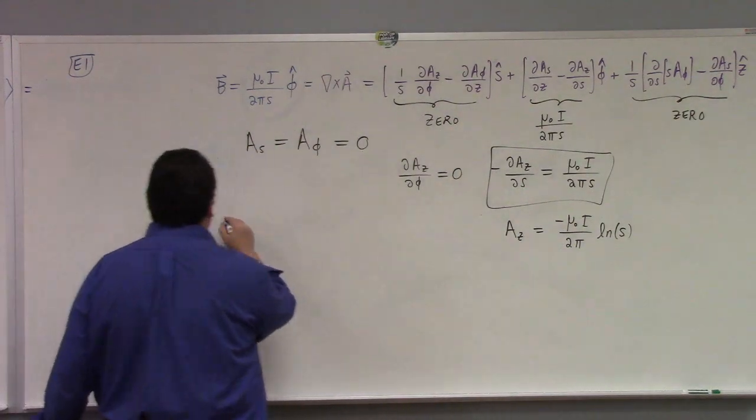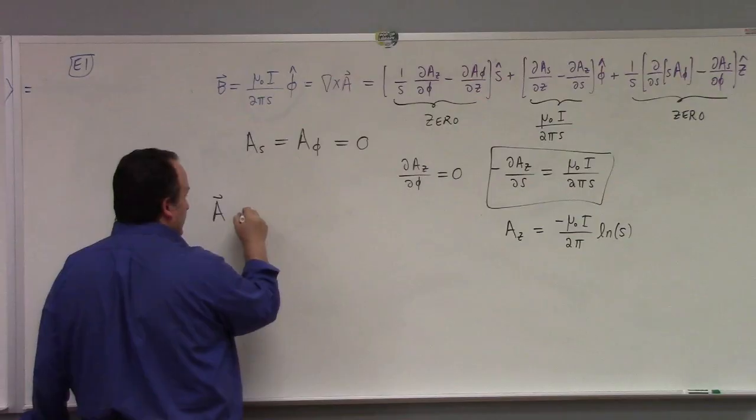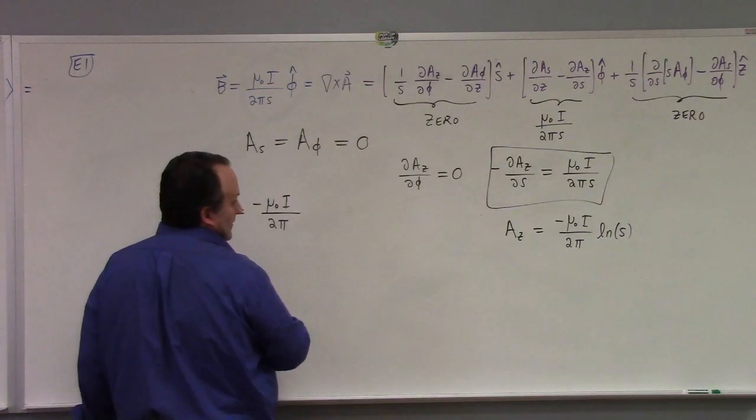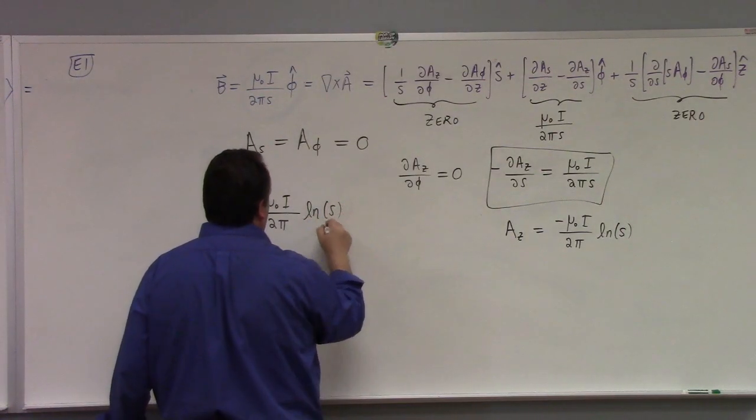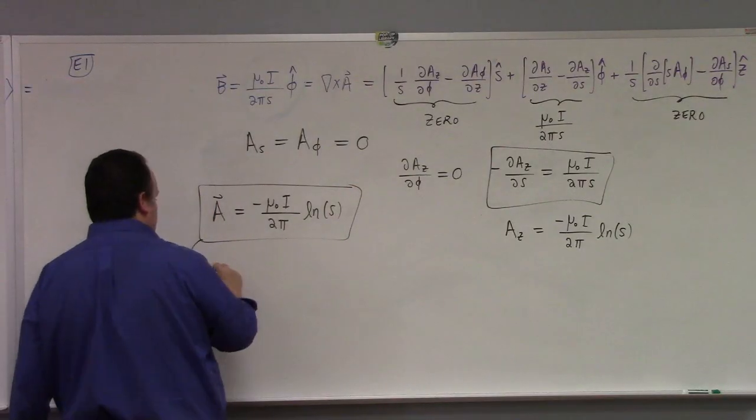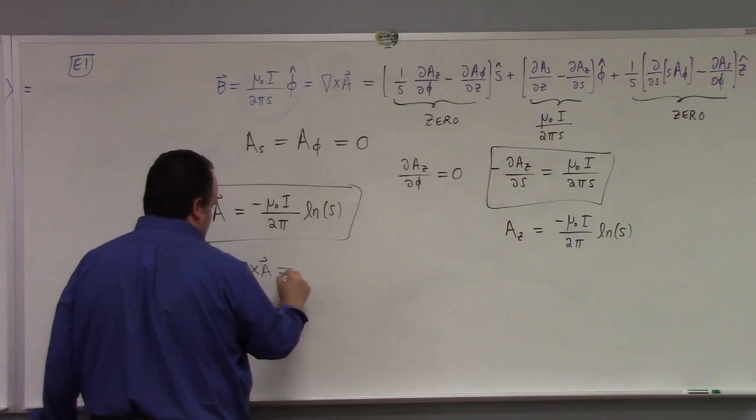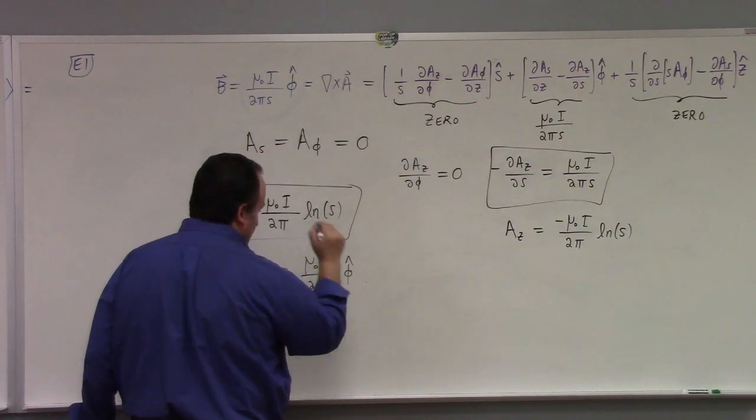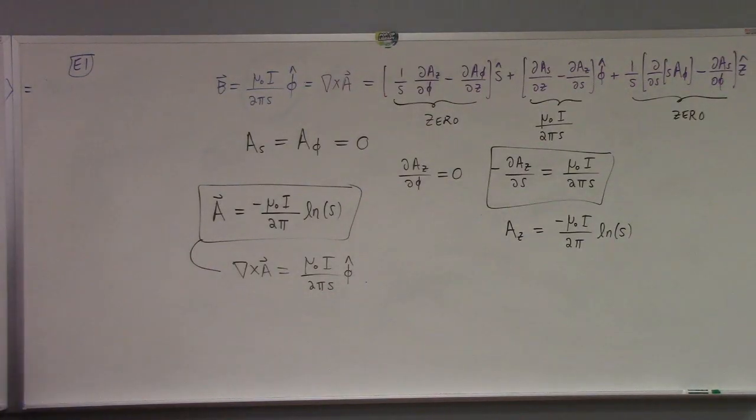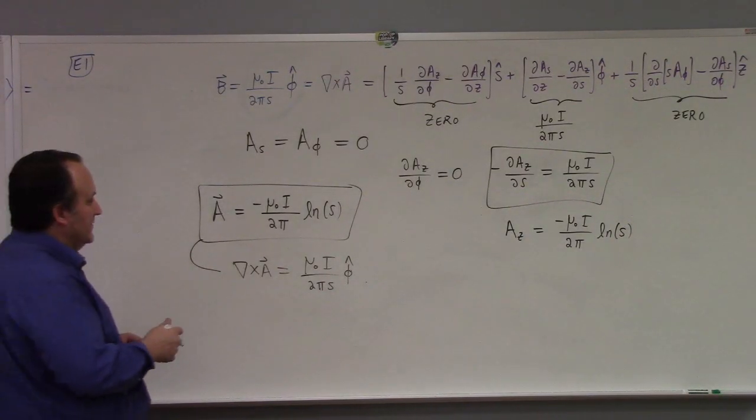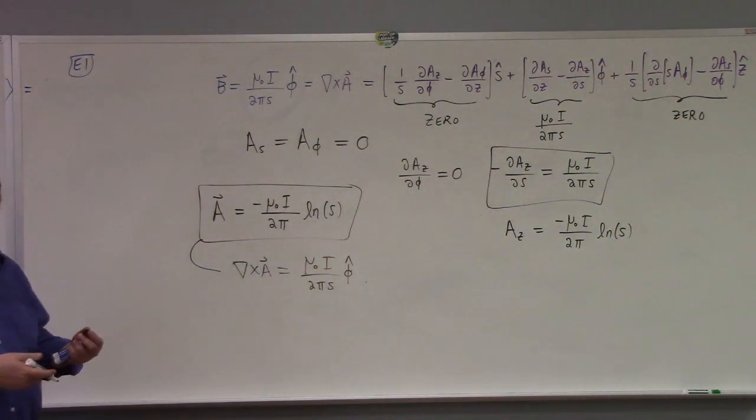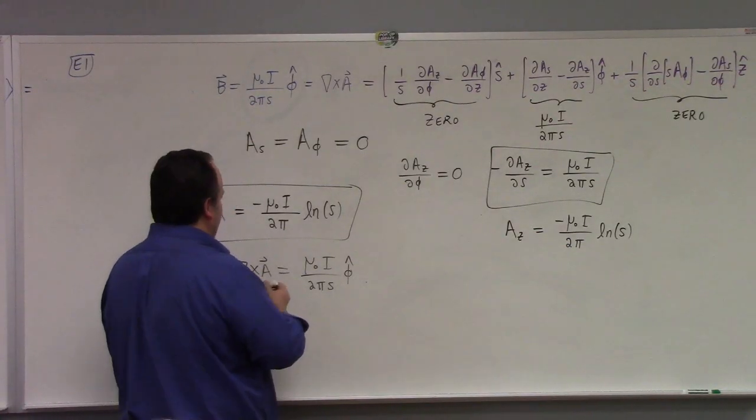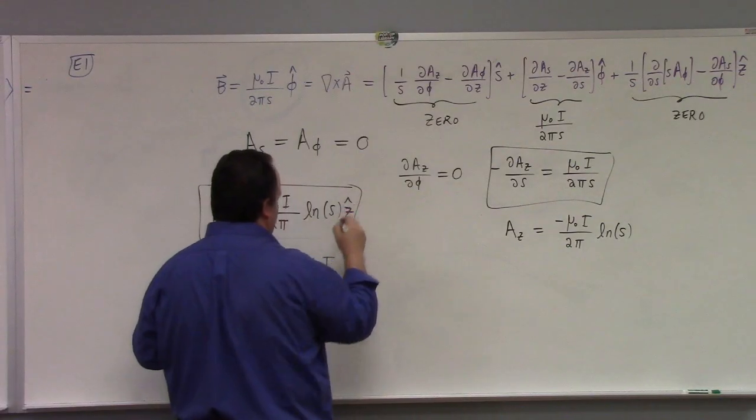And therefore, my vector potential for the infinite line current is simply minus mu naught I divided by 2 pi times the natural log of s. And you can check that the curl of A is indeed equal to mu naught I over 2 pi s times phi hat, just like you want. Did I miss my z hat? Oh, that's A_z, so yes, thank you. If it's a vector potential, we probably should write a vector. So z hat is important. Thank you.